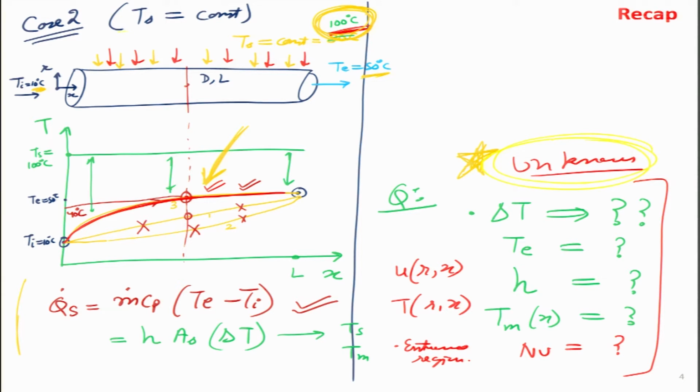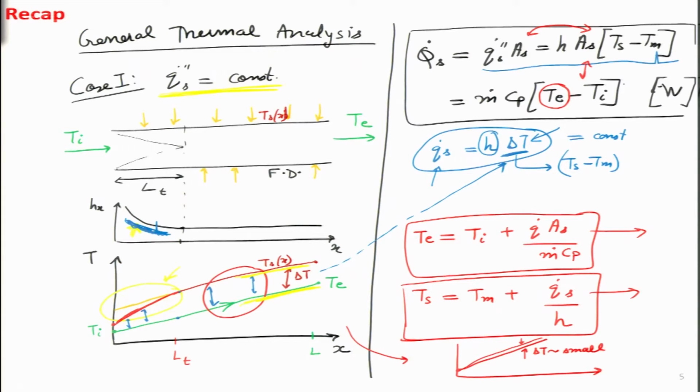In case 2, we are assuming that the whole pipe boundary is at a fixed temperature. So, there the surface temperature remains constant, and we want to find out all these properties along with how much is the entrance length and other things. Some of these things we have already figured out, like the entrance length, and other things we will figure out in today's lecture.